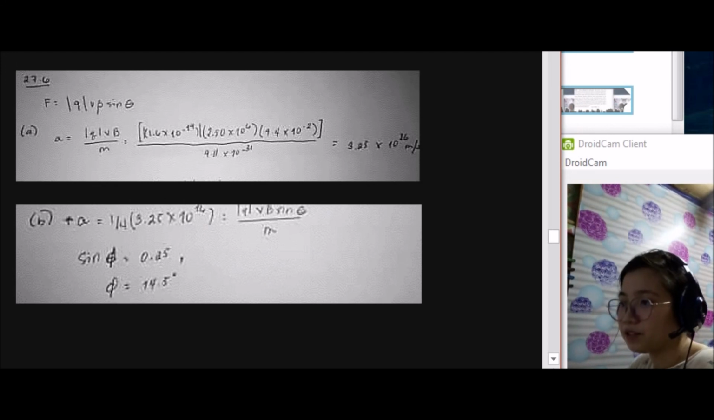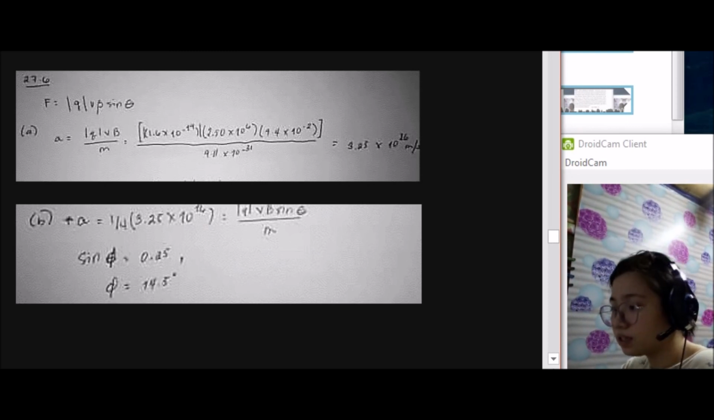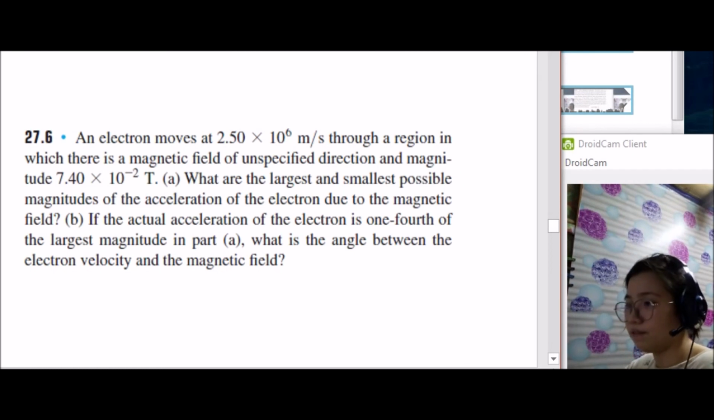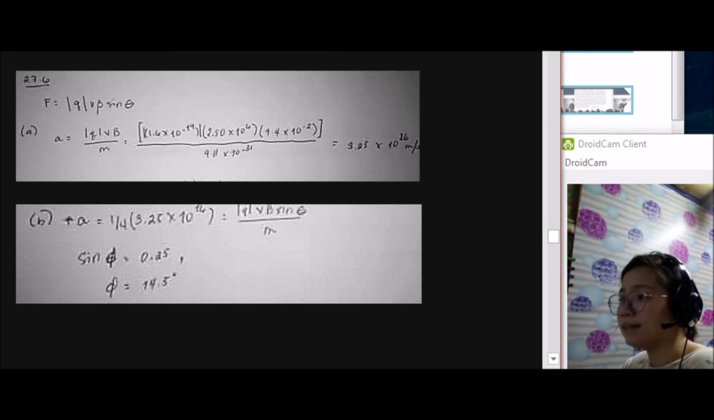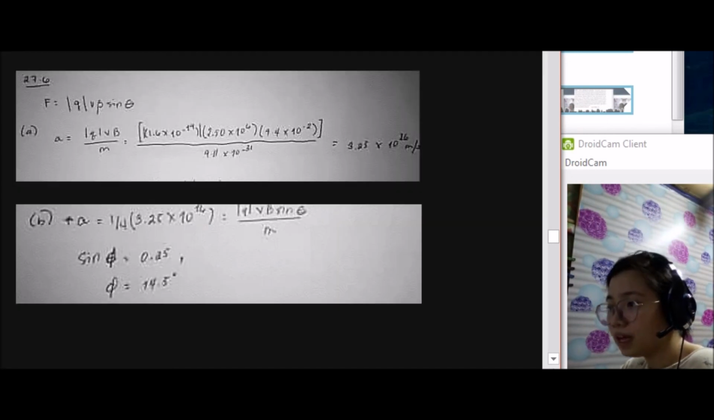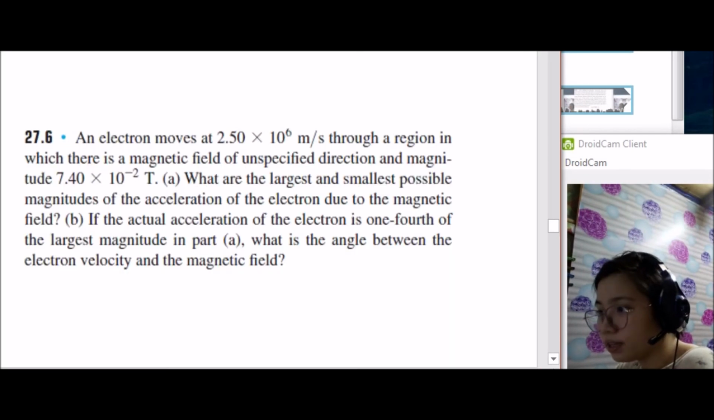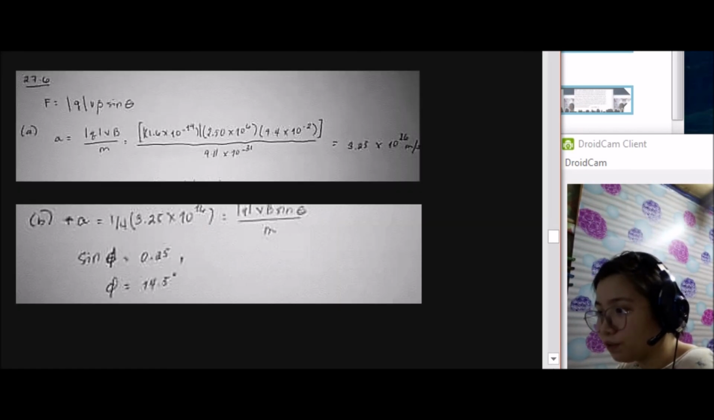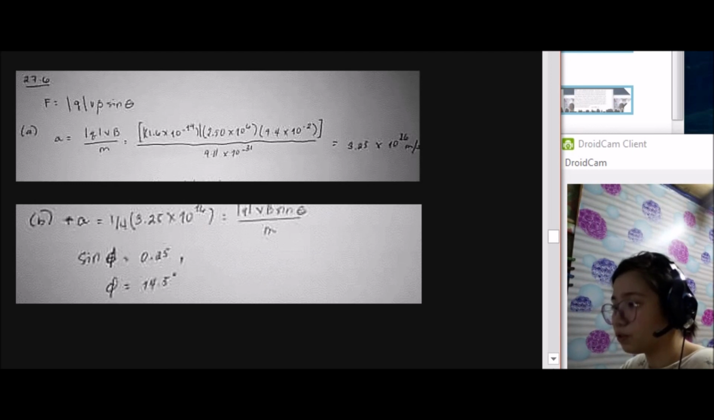So the q here is 1.6 times 10 to the negative 19, it's a Coulomb, a constant. The v is the velocity, 2.5 times 10 to the 6th. And the B here is 7.4 times 10 to the negative 2. I hope you can see that. Over the m, which is also constant, in kilograms, 9.11 times 10 to the negative 31.